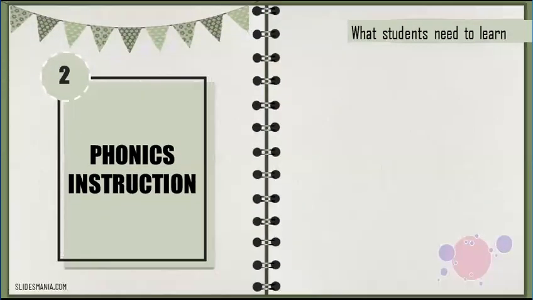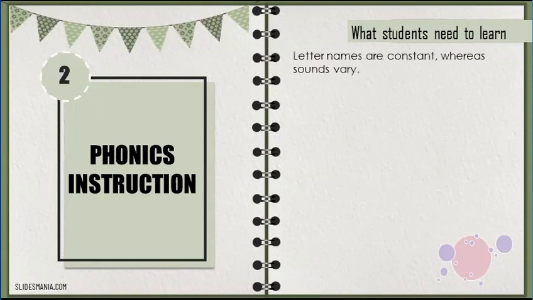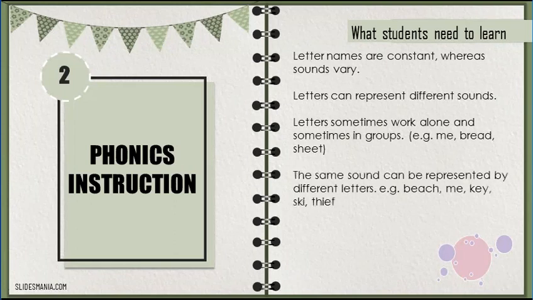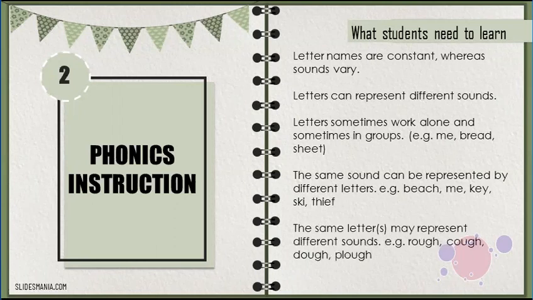So here are the things that the students need to learn. They should learn that letter names are constant whereas sounds vary. And also letters can represent different sounds. Then letters sometimes work alone and sometimes in groups. Another one is that the same sound can be represented by different letters. Example: beach, me, key, ski, thief. Those are examples. And last, the same letters may represent different sounds. Example: rough, cough, and dough, blow.